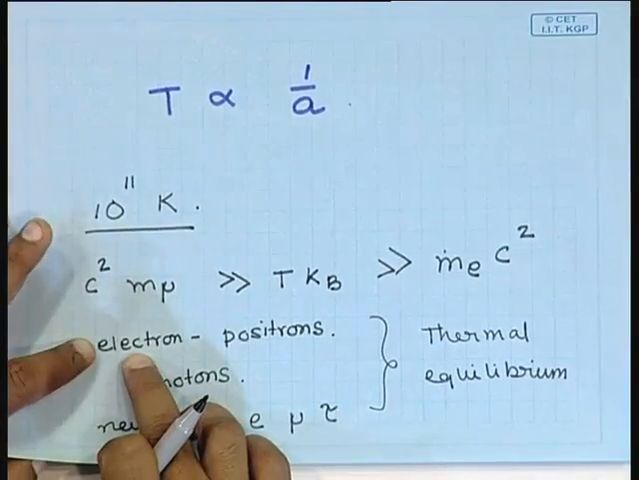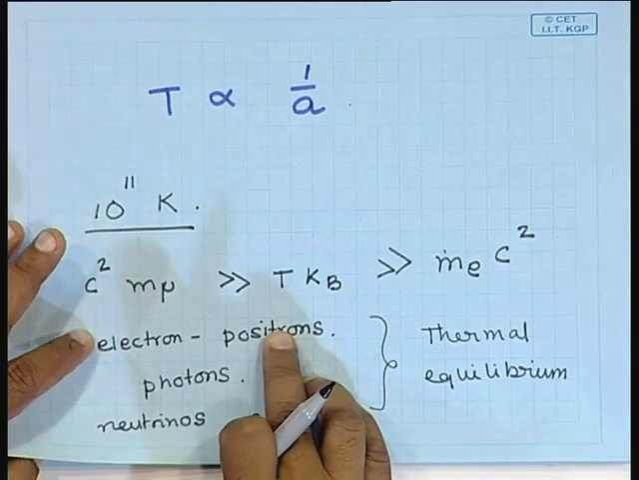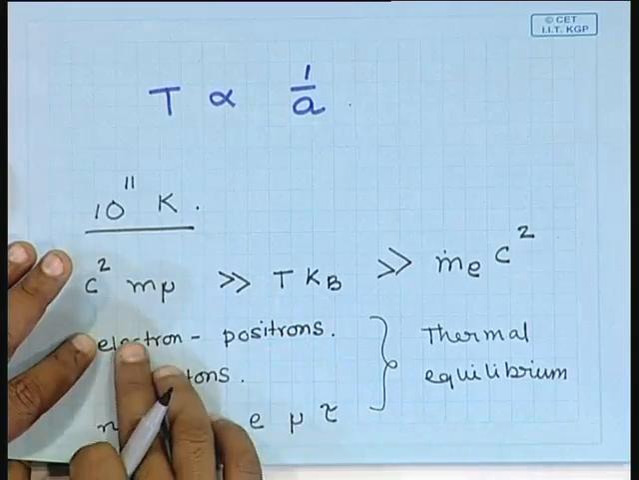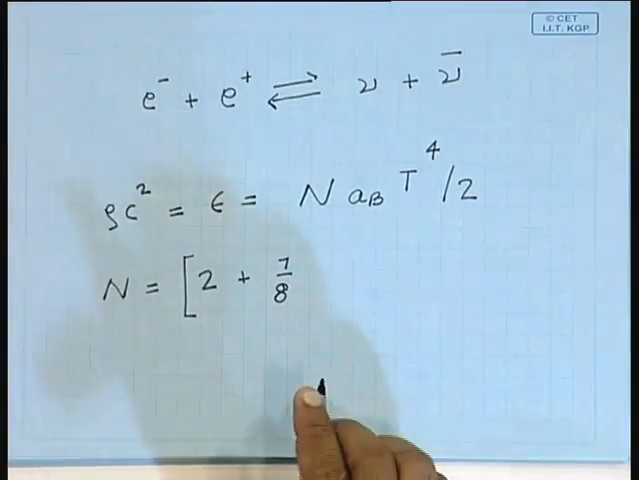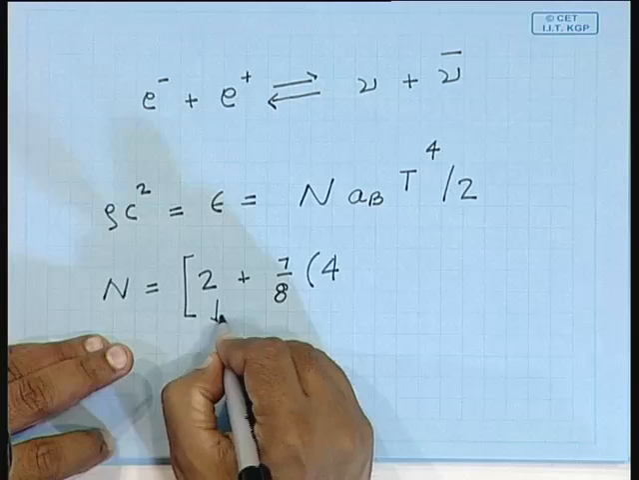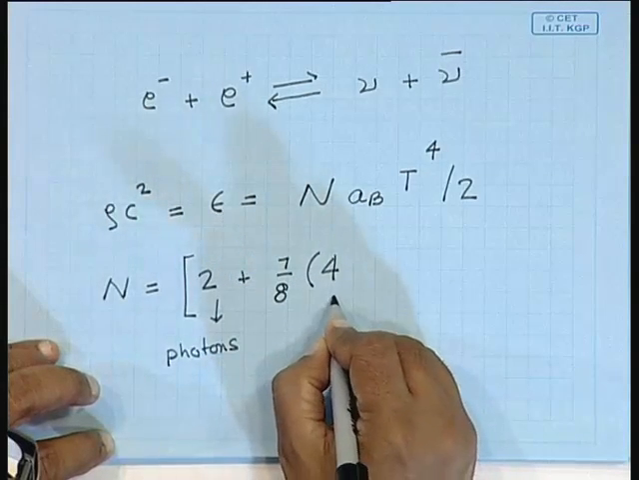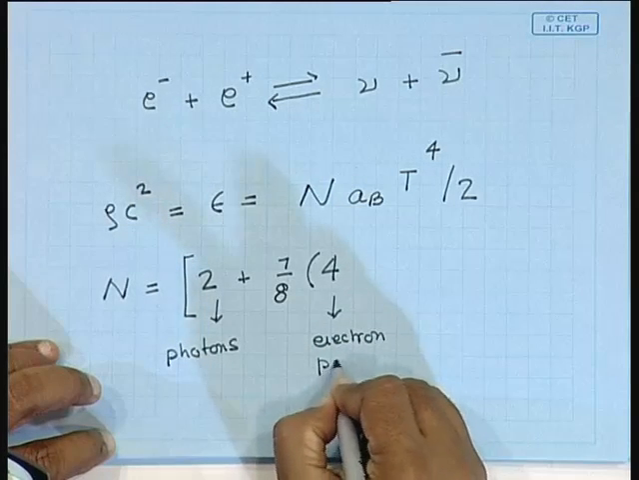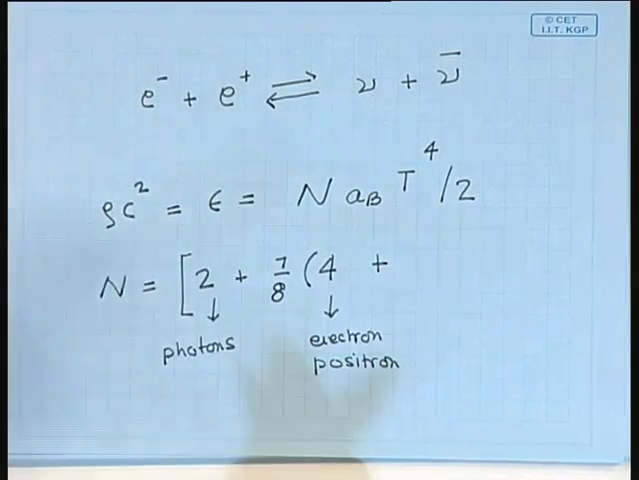Here we have electrons. The electron has two kinds of spins. We have positrons. The positron also has two kinds of spin, they are spin half particles each. So, this can have spin up, spin down, spin up, spin down along some direction. So, there is a factor of 4 over here for the electrons and positrons. These are the photons, these are the electron positron pairs, and we have the neutrinos.